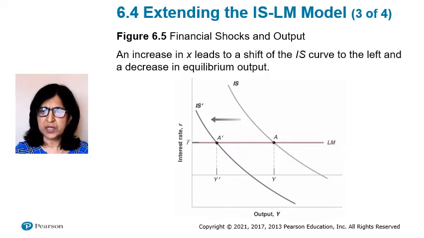All other things equal, an increase in the real policy rate decreases spending and in turn output. The IS curve is downward sloping. The LM is a horizontal line at the real policy rate. Equilibrium is given by point A with associated level of output Y. An increase in the risk premium X leads to a shift of the IS curve to the left from IS to IS prime and a decrease in equilibrium output from Y to Y prime.